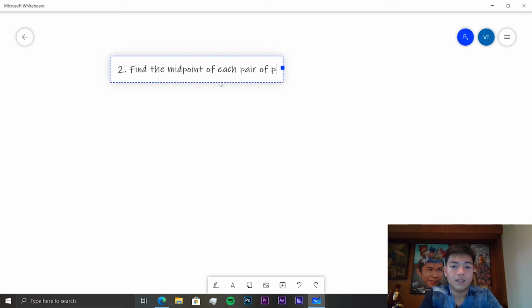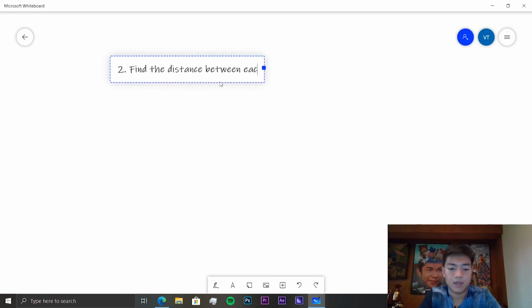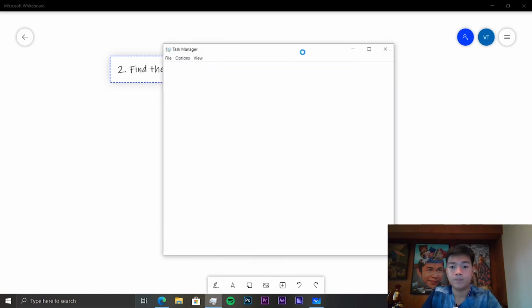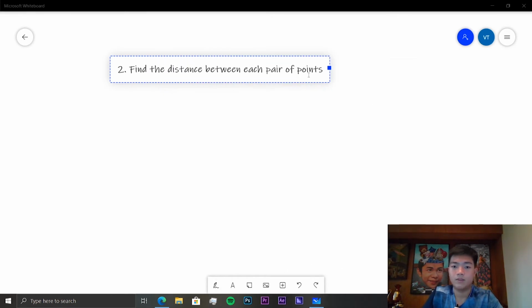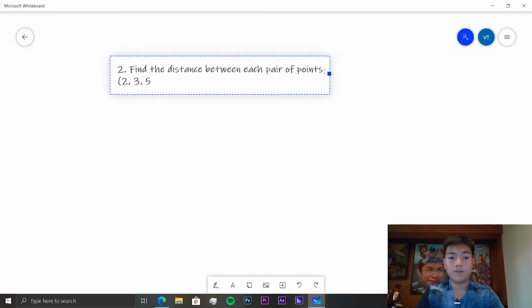To find the distance between each pair of points. Oh, I'm not erasing anymore, it's just lagging. Sorry, I'm going to leave this open so it runs a bit faster. And the first pair is, we have (2, 3, 5) and (4, 3, 1).